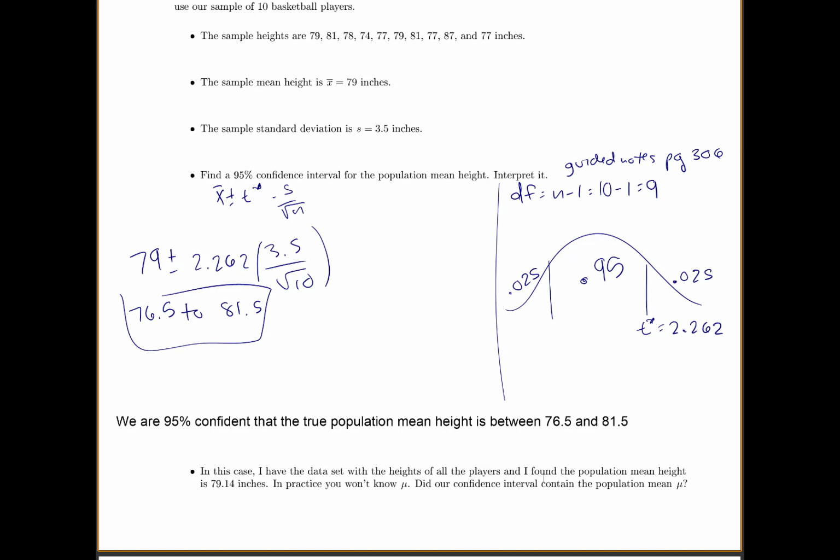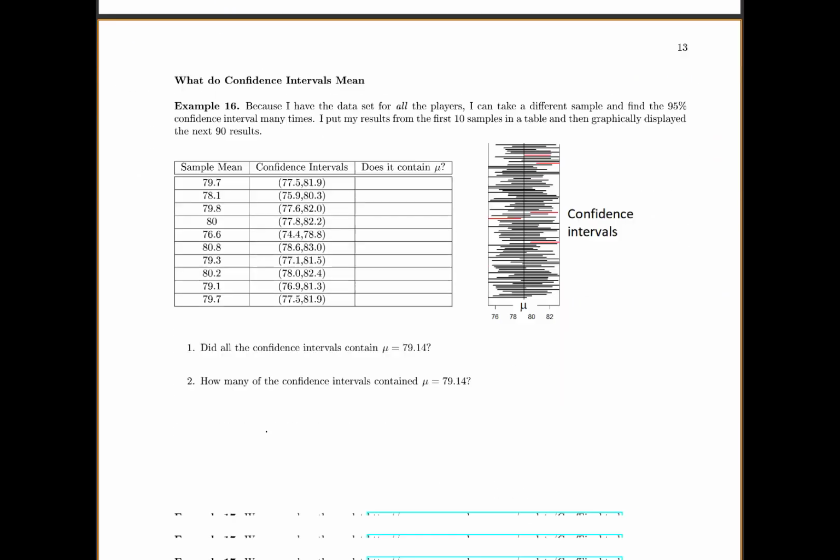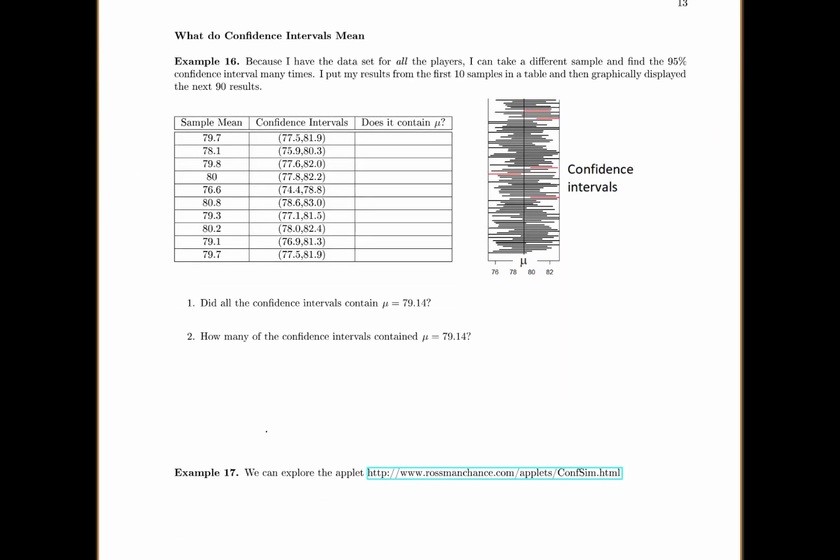So again, in practice, you won't know it, but since we do for this one, did our confidence interval contain the population mean mu? So is 79.14 in our interval from 76.5 to 81.5? Yes. But in practice, since you don't know the population mean mu, there's no way to tell whether or not your interval actually contains the population mean mu. So let's look at what confidence intervals mean and how that would affect us.